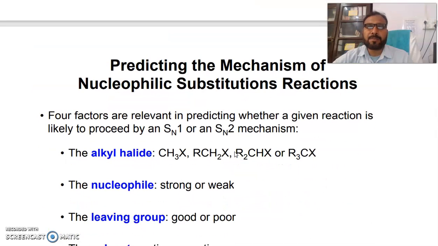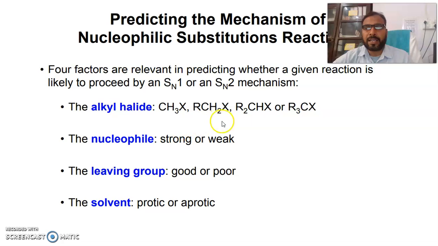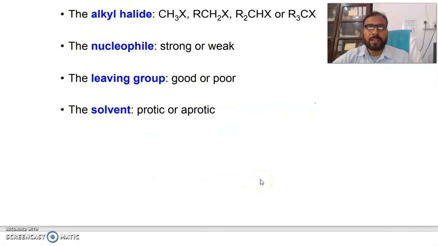Now predict the mechanism of nucleophilic substitution reaction. Four factors are relevant in predicting whether a given reaction is likely to proceed by an SN1 or an SN2 mechanism. Alkyl halide like this. The nucleophile is strong or weak, the leaving group good or poor, the solvent protic or aprotic.